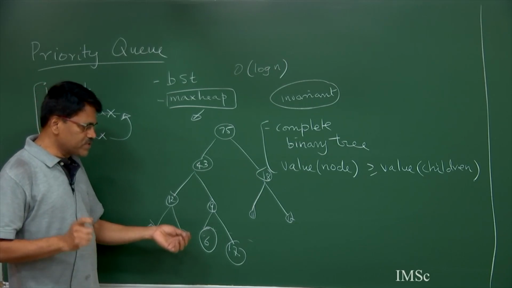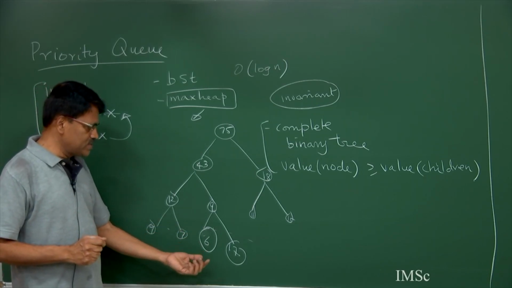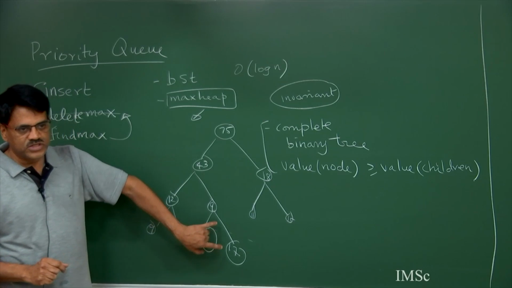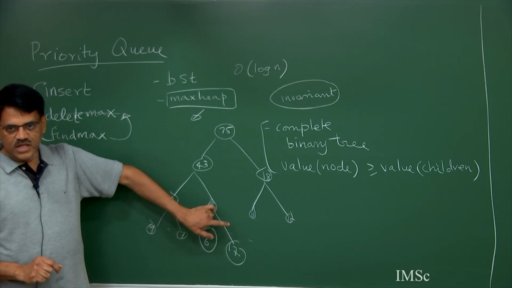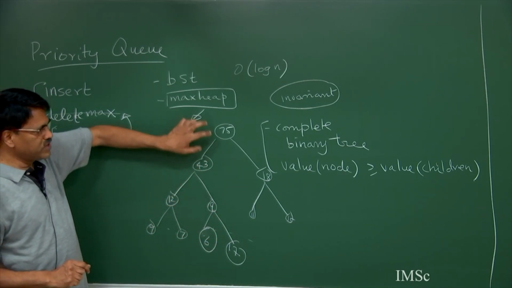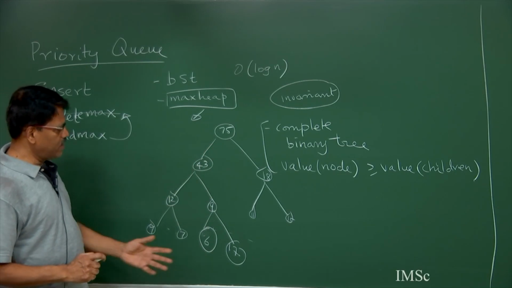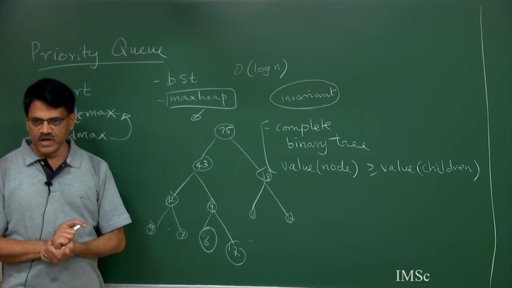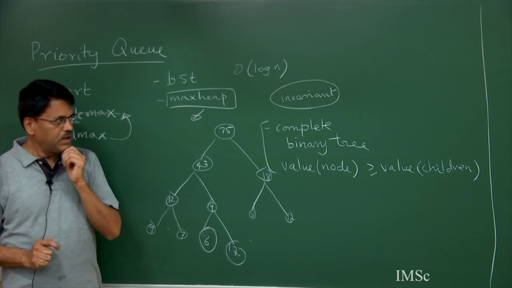So precisely how many comparisons you are making is exactly 1 at every level, because you just compare it with your parent. That's all you're doing at every node, and you fix it. So that's going to be in log n time that you can insert a new element into this binary heap.